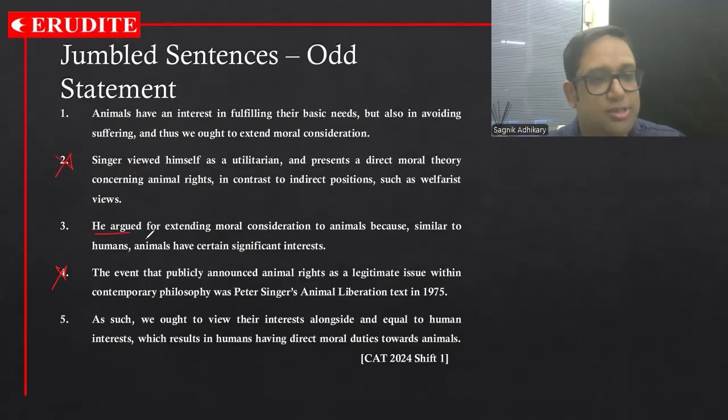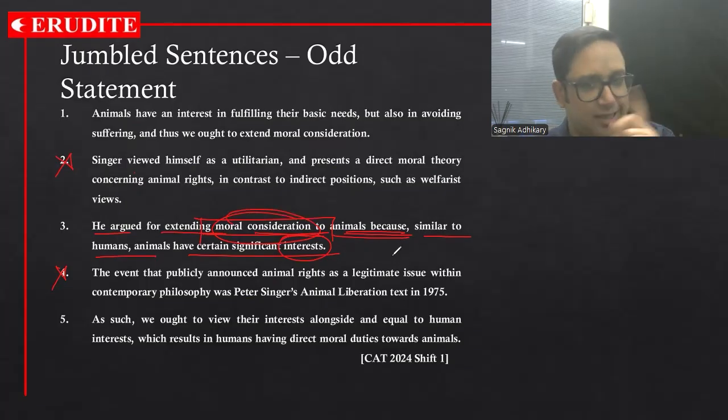He is talking about Singer. He argued for extending moral consideration to animals. Here we introduce the idea of moral consideration to animals because, similar to humans, animals have certain significant interests. We are talking about animals' interests, moral considerations being extended to animals. Then comes the comparison between humans and animals. Similar to humans, animals have certain significant interests.